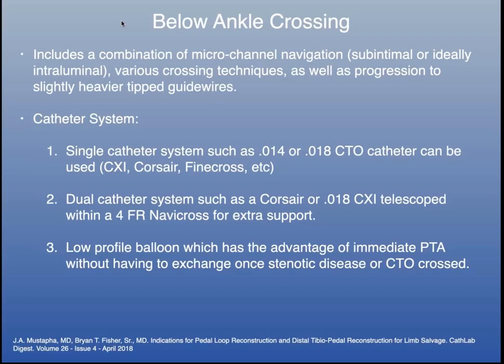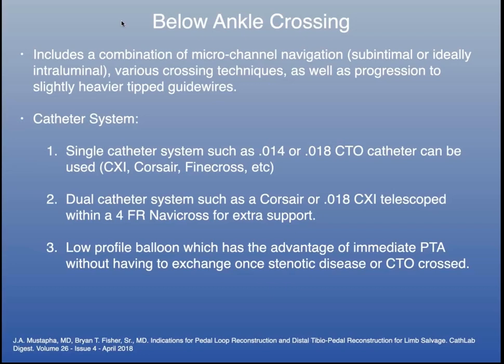These are some of the common catheter systems that I've used or people have used over the years. One is using an 014 or 018 CTO catheter. Take your pick, every company makes them. You can use CXI, you can use Corsair, Fine Cross, etc. Some people use a dual catheter system where they basically take a 4 French Navicross as low as possible, and then they put in an 018, Fine Cross, Corsair, CXI, etc. through it to really give you a dual catheter system for extra support to do your intervention.